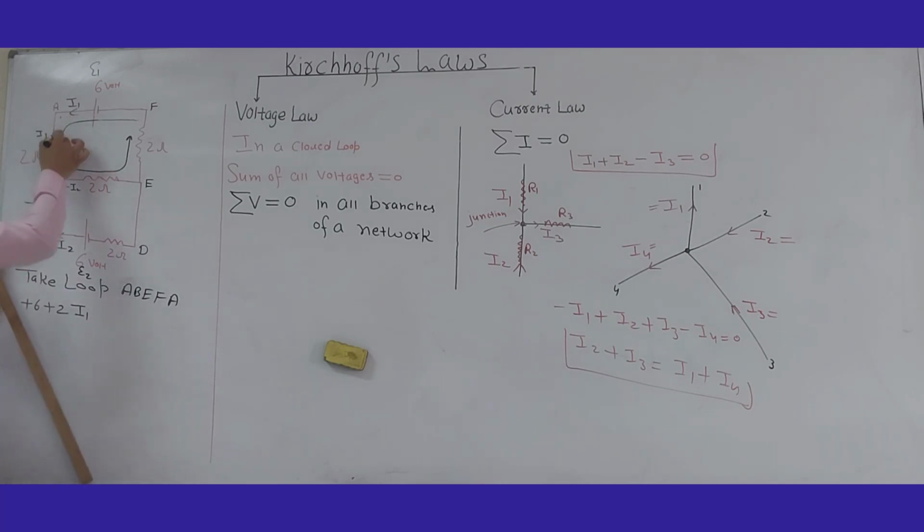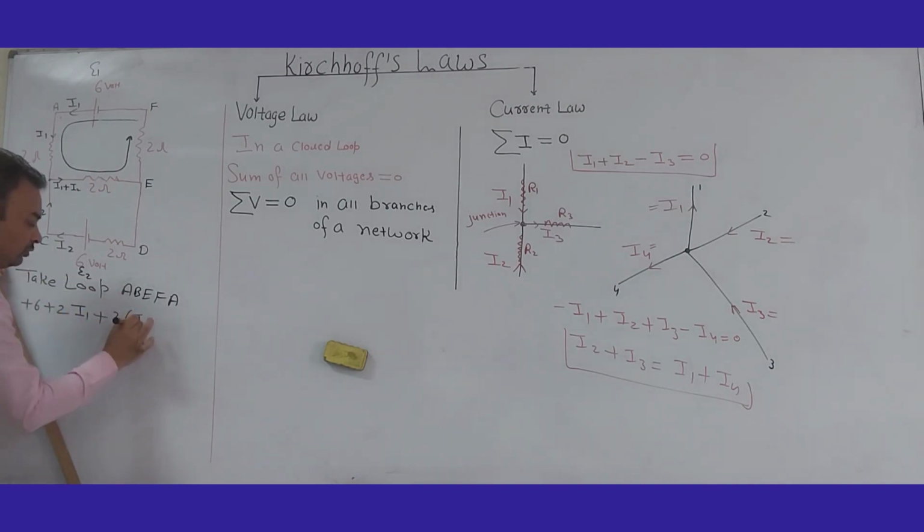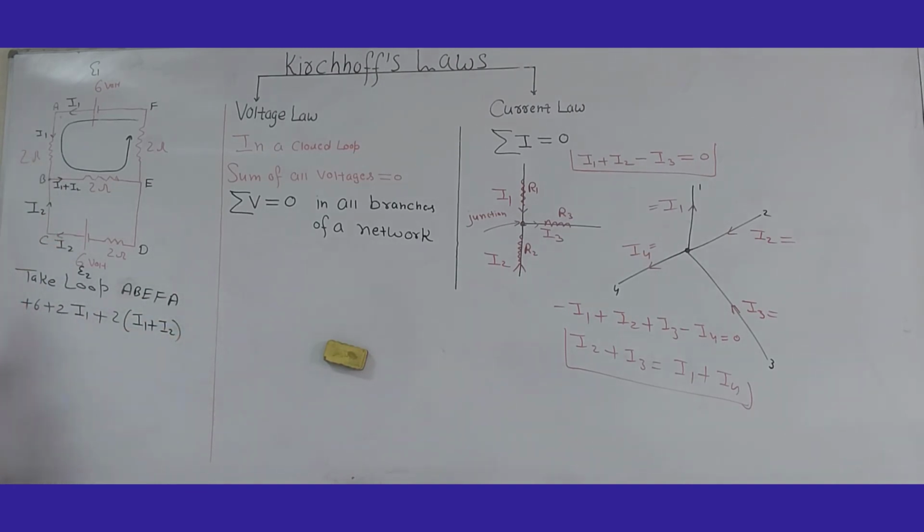Okay, so because I am moving in this loop, when I move from B to E, what is the voltage drop? So it is 2 times I1 plus I2, clear? Because voltage is current into resistance. Current is I1 plus I2 and resistance is 2 ohm.